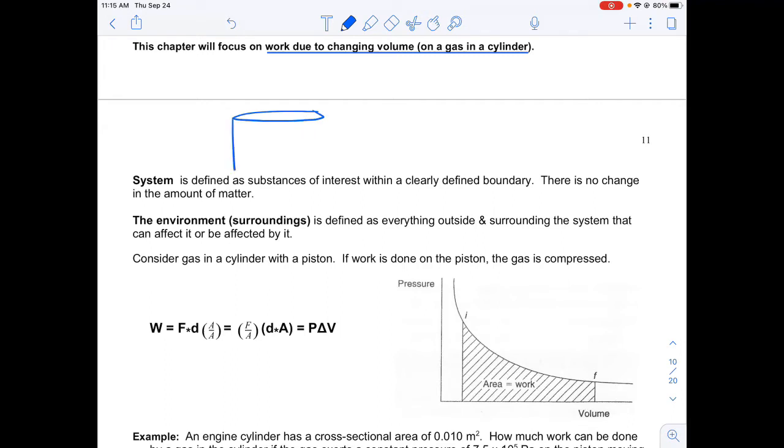We're going to have a cylinder, and the cylinder is going to have a piston, which I can push or pull and change the volume, the effective volume of the cylinder. Typically, we can measure pressure, volume, temperature, number of moles. And all of those things are related with the ideal gas law.